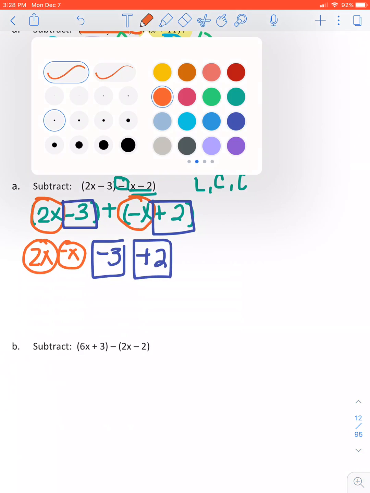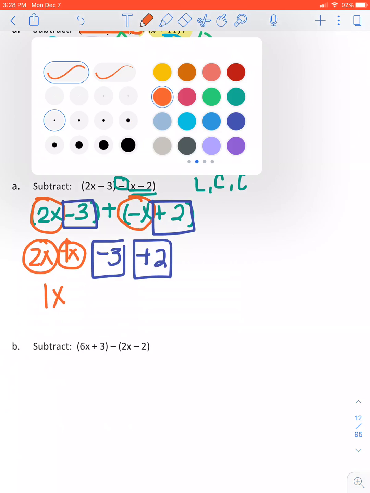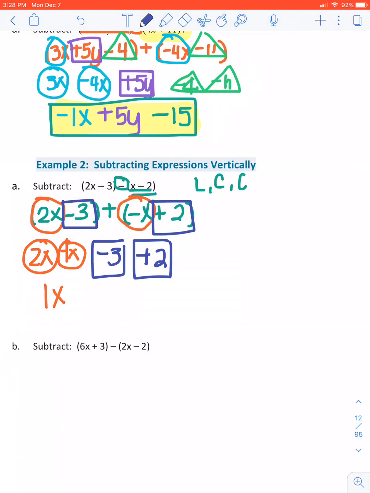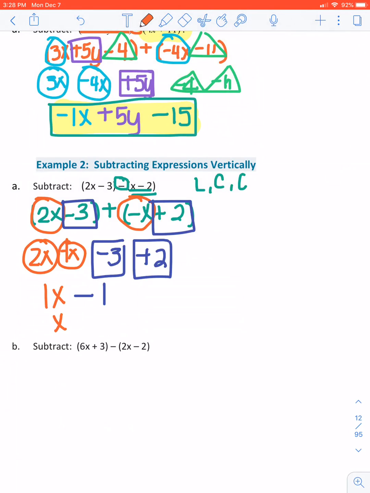All right, so let me just remind you that when you have no number in front of that letter, it's actually a 1. So this is 2 plus negative 1, which is 1x. Then we have negative 3 plus 2, which is minus 1. Now, I just want to remind you that 1x is the same thing as just x. So this is actually the same answer as 1x minus 1. But that is your final answer. You cannot add the x and the 1 because they are not like terms.